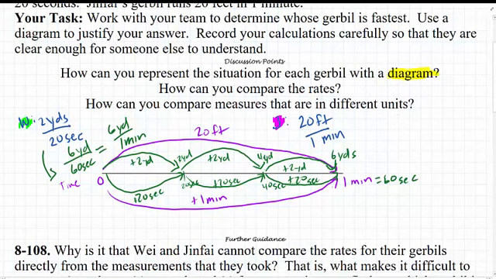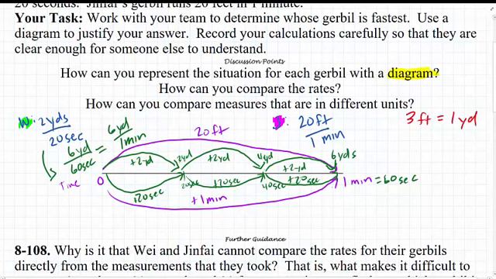However, for the distance, we have yards and feet. Well, if we remember the conversion rate, 3 feet is equal to 1 yard. If 3 feet equals 1 yard, we could either figure out how many yards J's gerbil went to get the same units, or how many feet W's gerbil went. I think it's a little easier to find the feet that J's gerbil went.